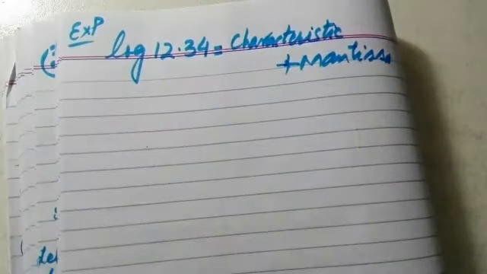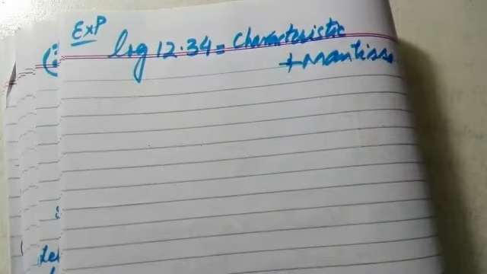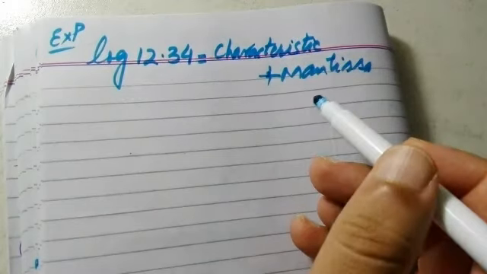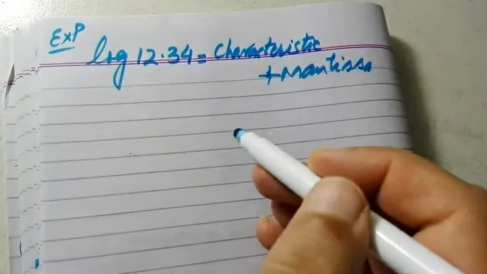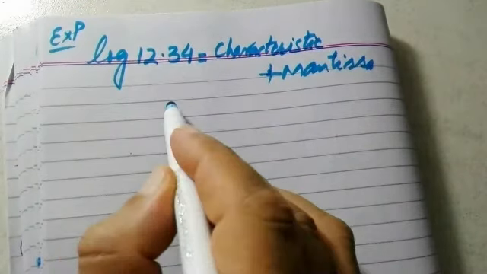So the first task is simply to find the characteristic. In the earlier part of this video, I explained how to find the characteristic, and now I'm going to explain how to find the mantissa. So as I have done earlier, if I write it separately, you will see what the characteristic is in this part.